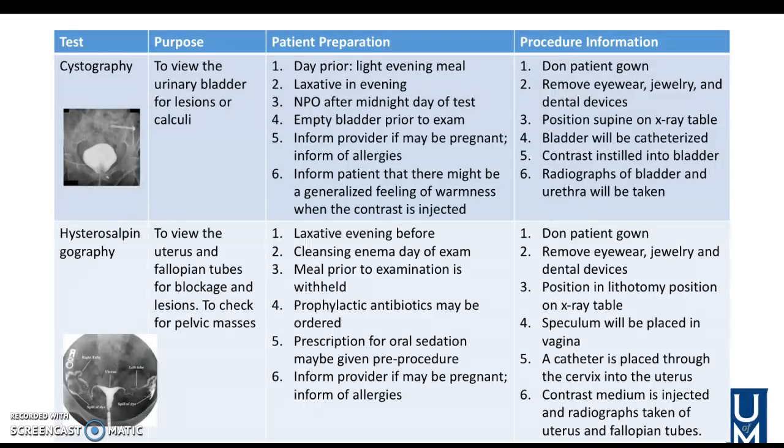Okay. The next test we're going to talk about is cystography. So the purpose of this test is to view the urinary bladder for lesions or calculi. For these patients, they're going to be positioned on their back on the x-ray table. Their bladder will be catheterized and the contrast media will be instilled into the bladder through the catheter. And then the radiographs of the bladder and the urethra will be taken. So you can see in our picture that kind of balloon looking structure is actually our bladder.